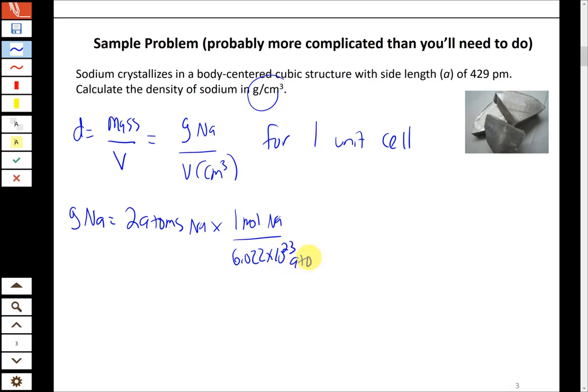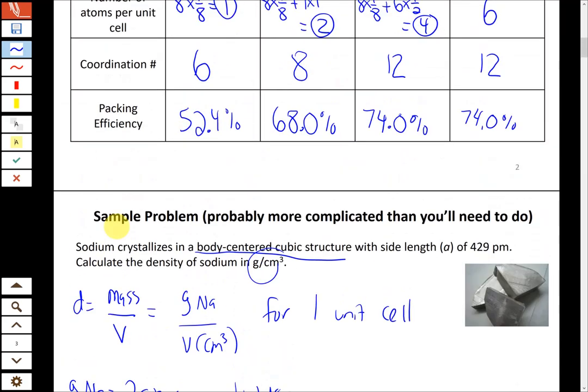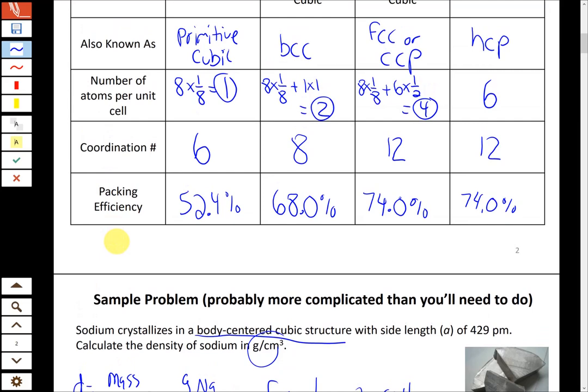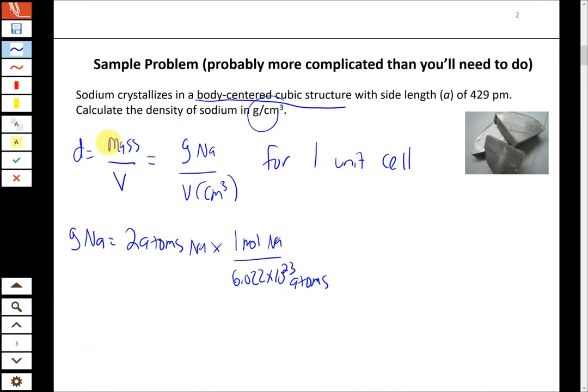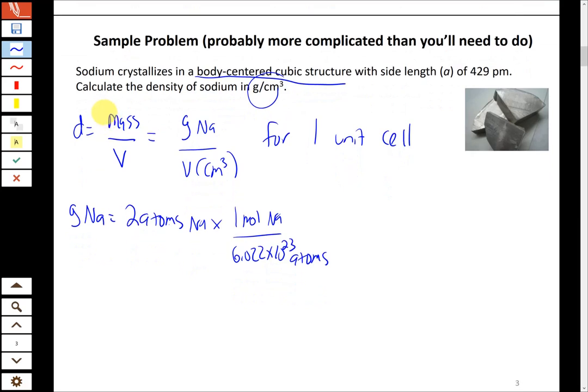Well, how do we get 2 atoms? This is because it's a body-centered cubic structure. Whenever you have body-centered cubic, there are 2 atoms in the unit cell. That's one of the parameters that differs between these different unit cell types, how many atoms in total are in the cell. It's going to be 2 for body-centered cubic. All right, so we convert to moles using Avogadro's number.